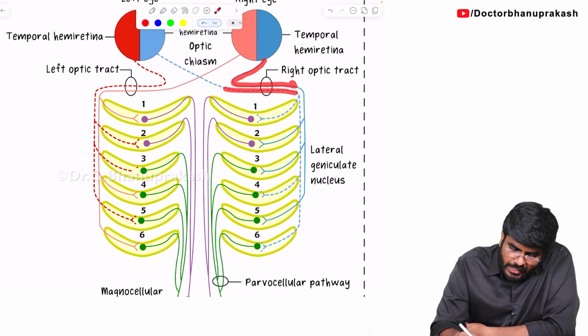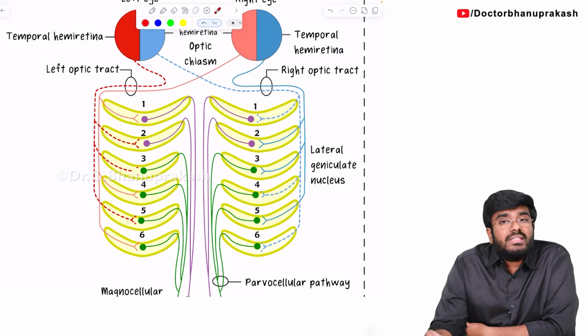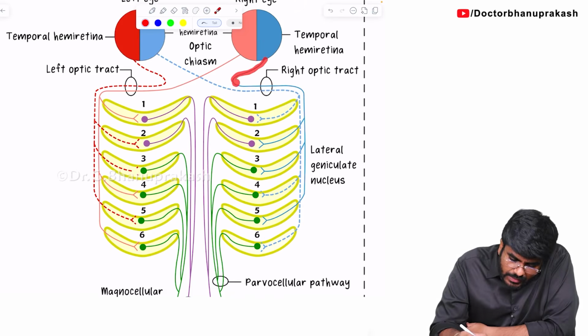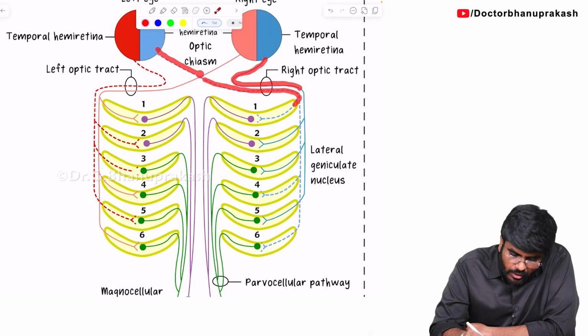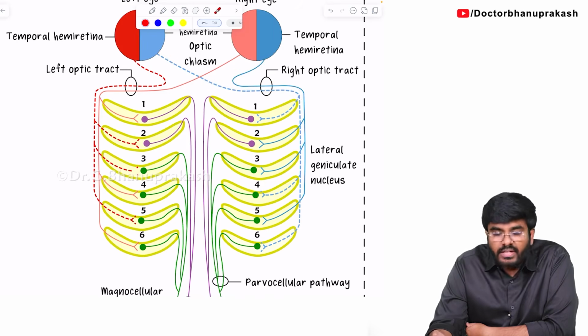Sir, this is the optic tract. This is the optic tract. And how can you say this is the optic tract? Because see, the ipsilateral temporal fibers and contralateral nasal fibers are coming. Okay, contralateral nasal fibers are coming. So yes, definitely it's an optic tract, which is made up of 2 different types of fibers.